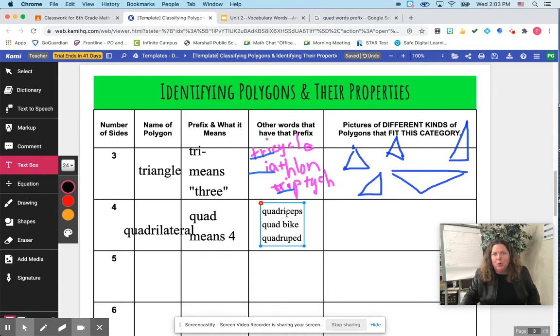I came up with quadriceps. Those are our muscles in our legs. So they are these thigh muscles. Why do we call them quadriceps? Because we have 4 muscles, 2 on each leg. So there's 4 muscles. Those are called our quadriceps.